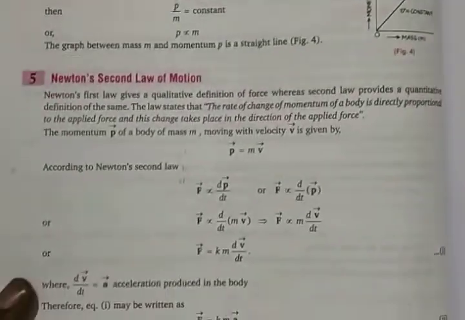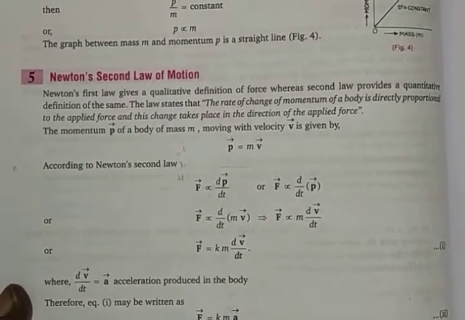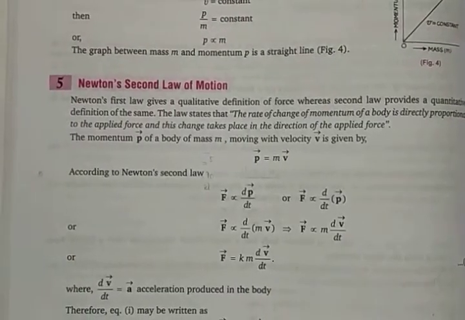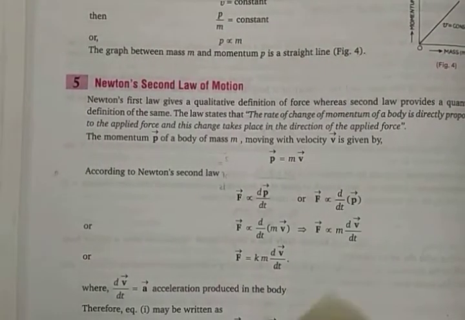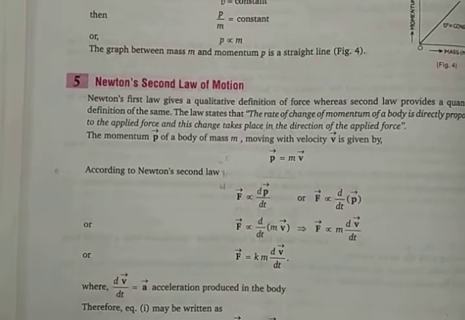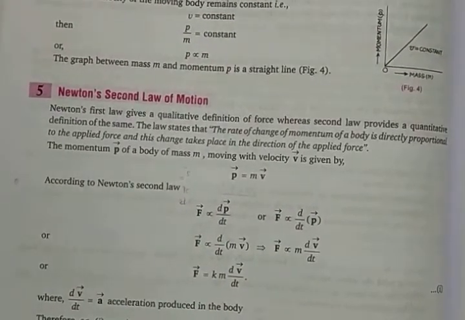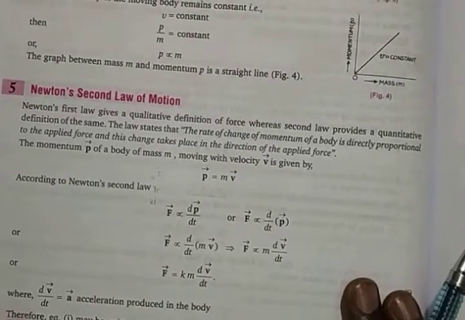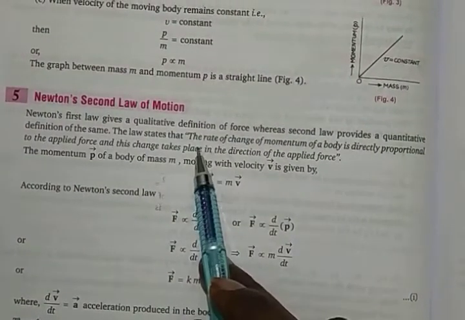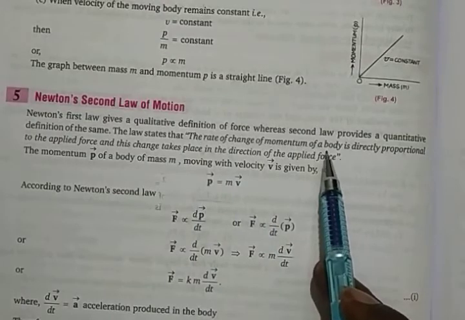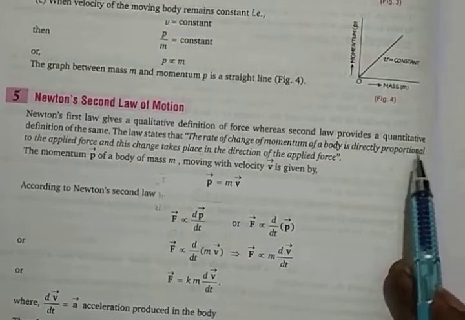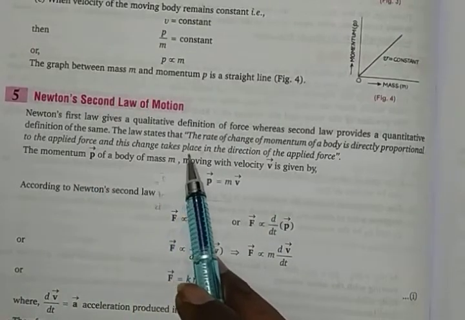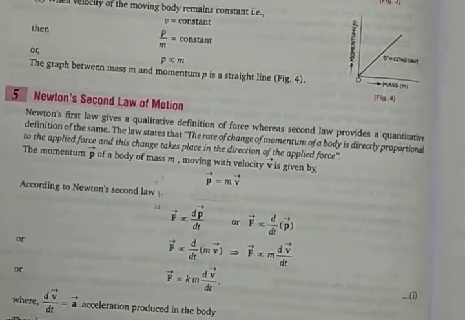Now the next one is Newton's second law of motion. What is Newton's second law of motion? With this second law, we'll be able to finish here. After I finish Newton's second law, I'll be able to close. It says the rate of change of momentum of a body is directly proportional to the applied force, and the change takes place in the direction of the applied force.